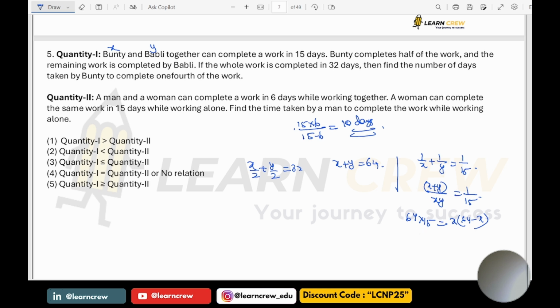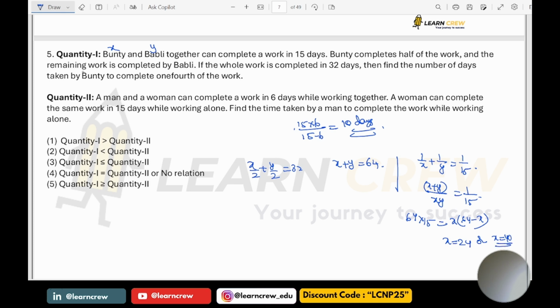So thereby what value of x is going to satisfy here? X is equal to 24. Am I correct? 64 minus 24 is 40. 40 into 24 is 960. So x is equal to 24 is going to satisfy, or x is equal to 40 is going to satisfy.